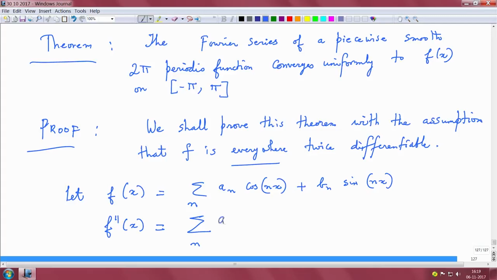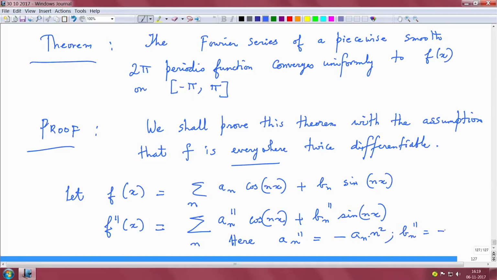So, if this gives us a n double dash cos nx plus b n double dash sin nx, then we can relate a n double dash and b n double dash in terms of a n and b n. Okay. So, here a n double dash is minus a n times n square and b n double dash is minus b n times n square. Not too difficult: just take a derivative, n pulls out, take another derivative, n pulls out, cos becomes minus sine, sine becomes cos, there is a negative sign there, it is straightforward.